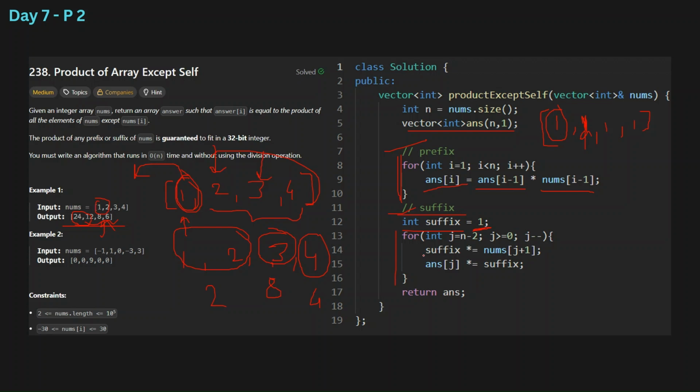So the suffix is changed. So the suffix is nums of j plus 1. So if we are over here, then this is the suffix, right? And then the suffix will be multiplied with this, and this. And then the suffix is multiplied into the answer array. So that's pretty simple. And then we have to return the answer array. It's very easy.